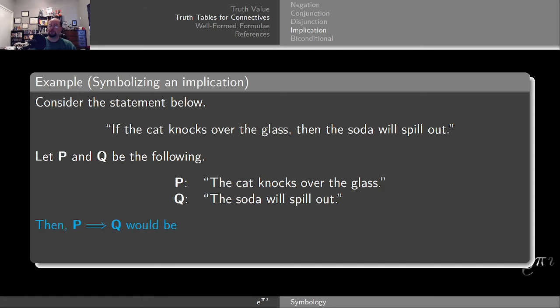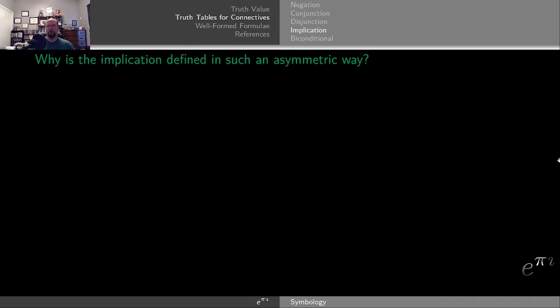So P implies Q would be the statement, if the cat knocks over the glass, then the soda will spill out, which symbolizes this statement at the beginning. Before moving on, I want to address one particular sticking point with the implication specifically. If you look at the conjunction, disjunction, and biconditional, they are what we would call symmetric, or they possess the commutative property. That is, if you swap the order of the operands, the calculation isn't affected by it.